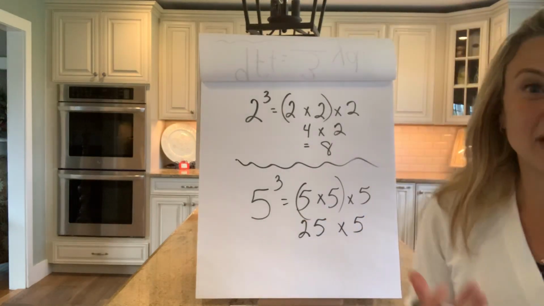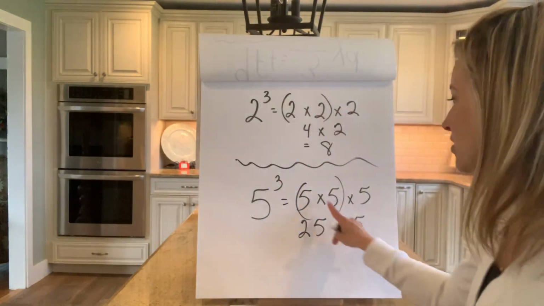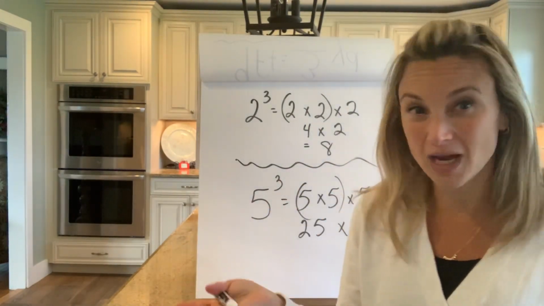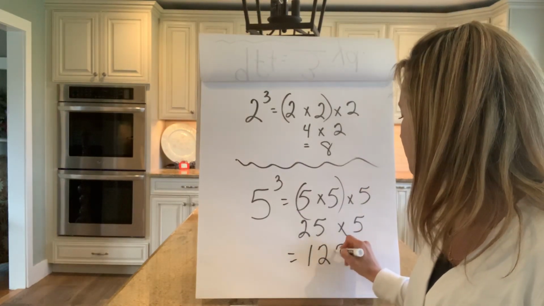Now this is one that you may be able to do mentally, and you maybe don't have to write it out. That's okay, because we know that 25 times 4 is going to give me 100, so 25 times 5 is going to be 125.